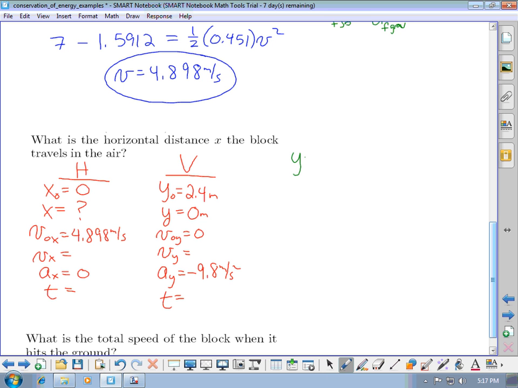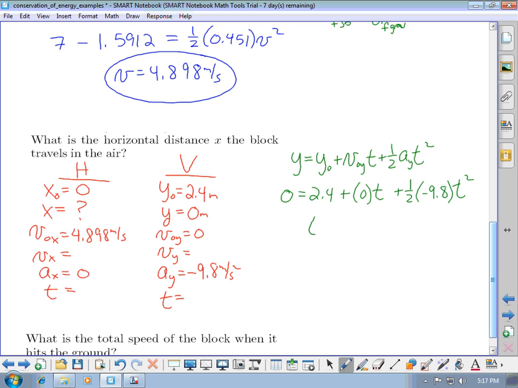So looking at the vertical motion, we use the second equation. So we have the final height of 0 equals 2.4. The initial velocity is 0. And 1/2 times negative 9.8 times t squared. So we get the time in the air is 0.6999 seconds.